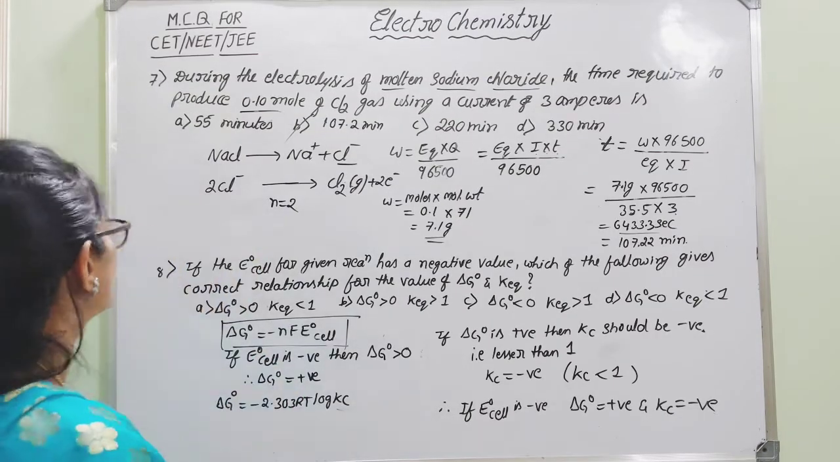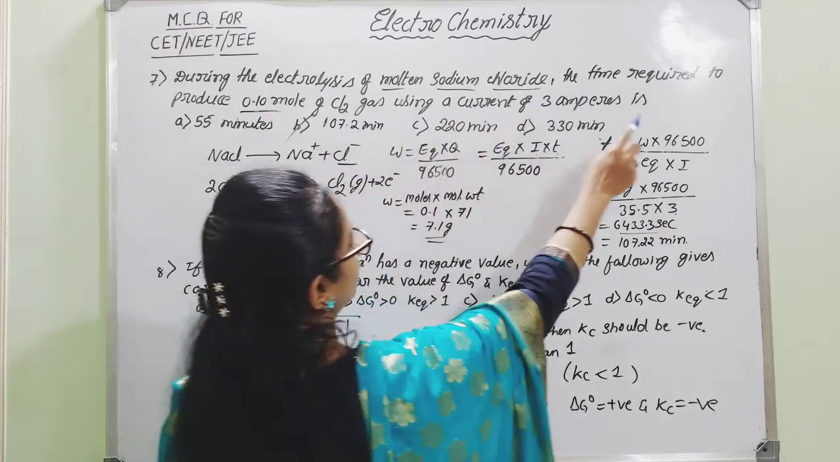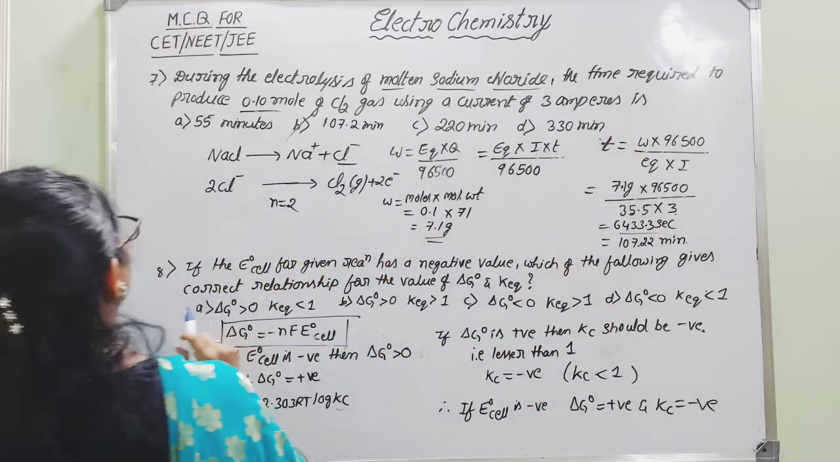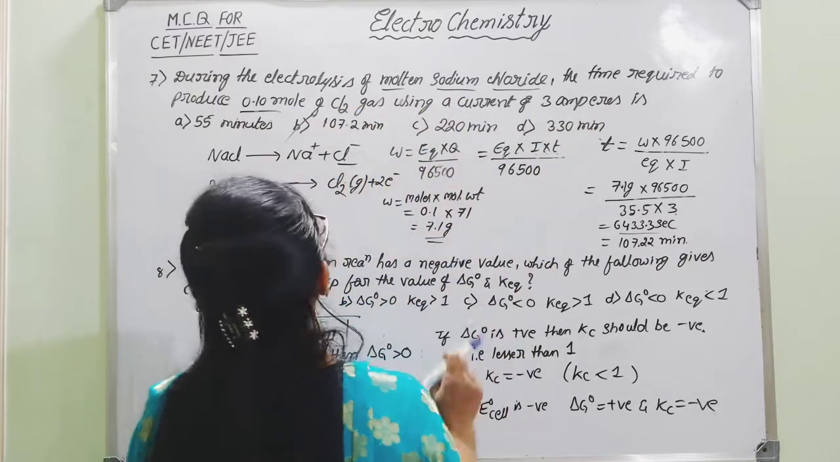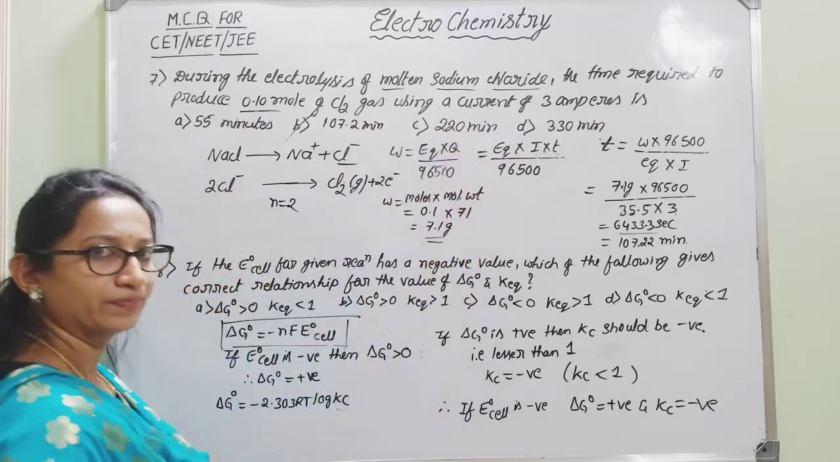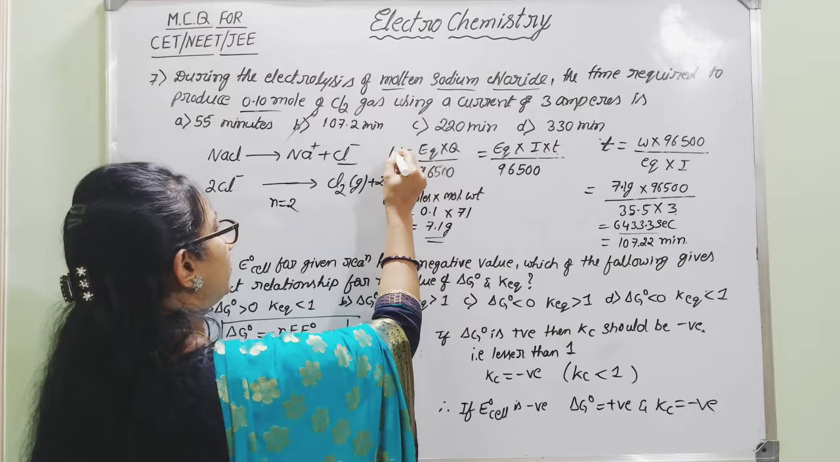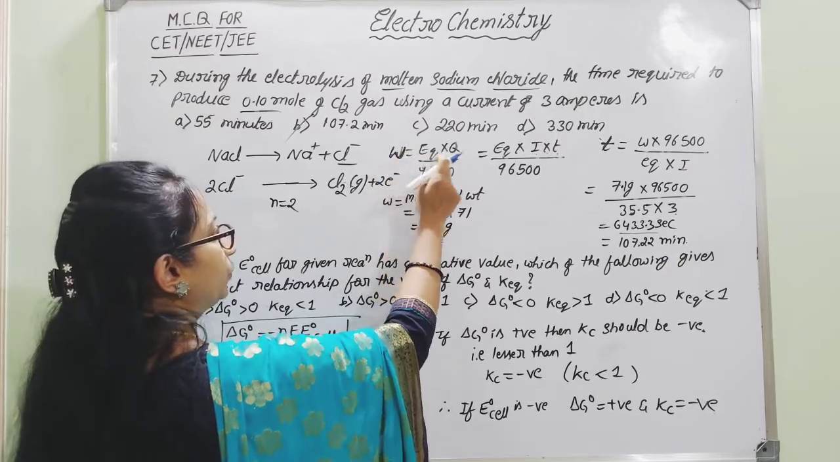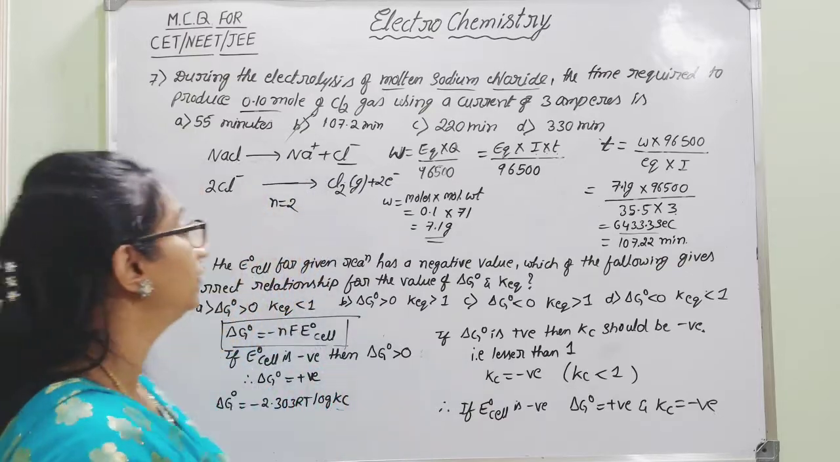We can go for the next question, that is the 7th question. During electrolysis of molten sodium chloride, the time required to produce 0.1 mole of chlorine gas using a current of 3 amperes is asked, with 4 options mentioned. You need to find the time. If you want to find the time, just remember the expression W is equal to EQ into Q divided by 96,500 according to Faraday's law.